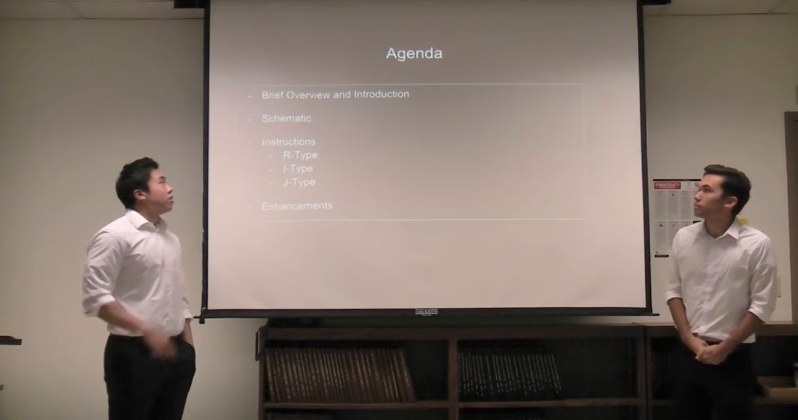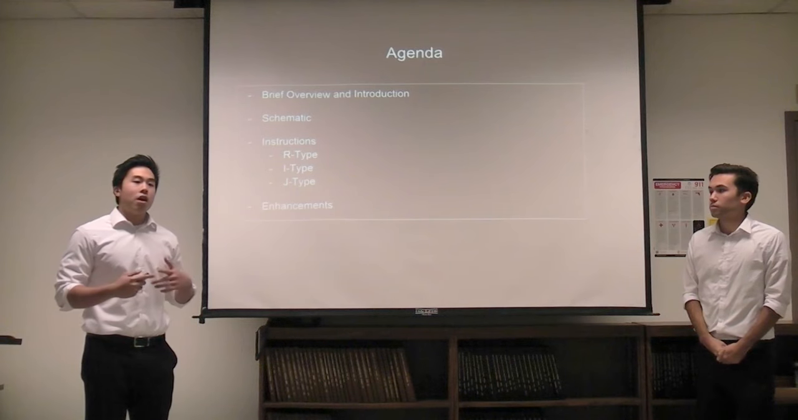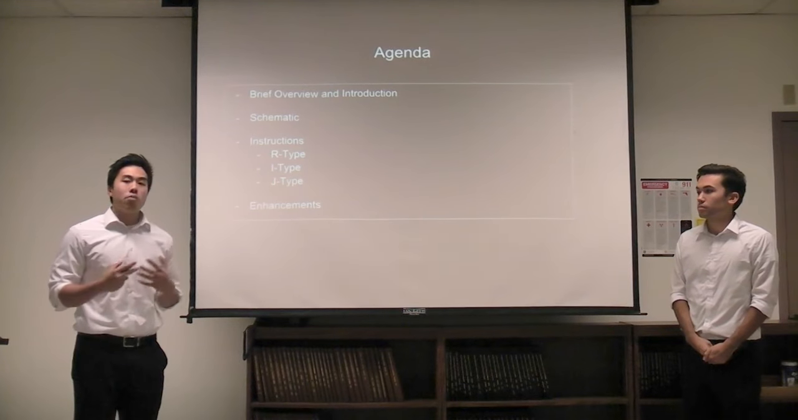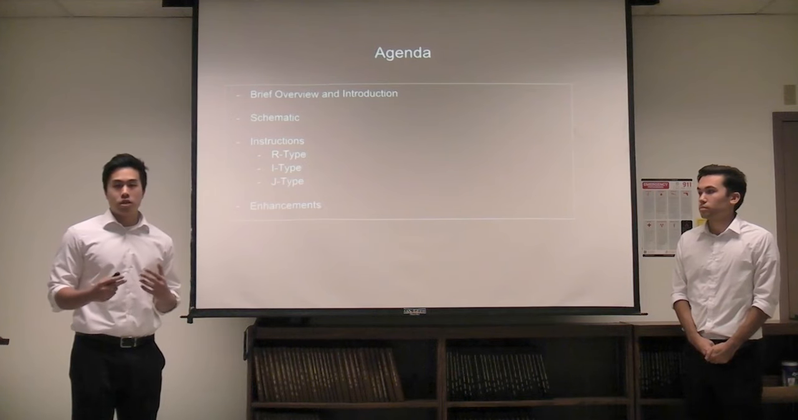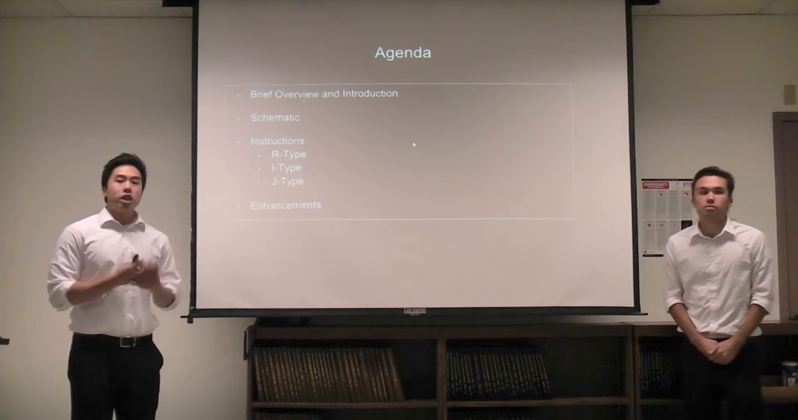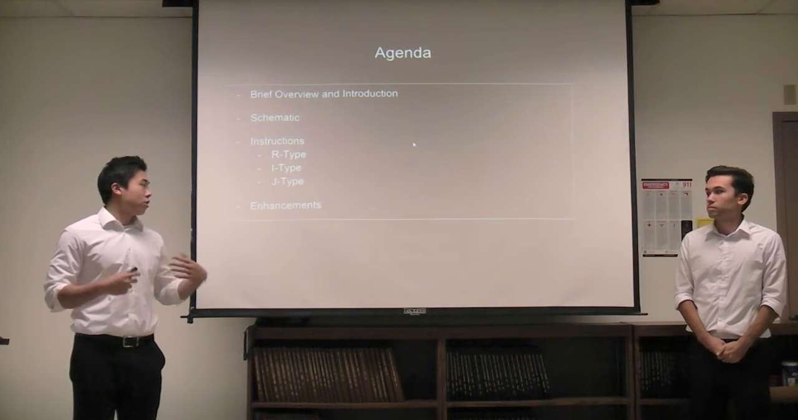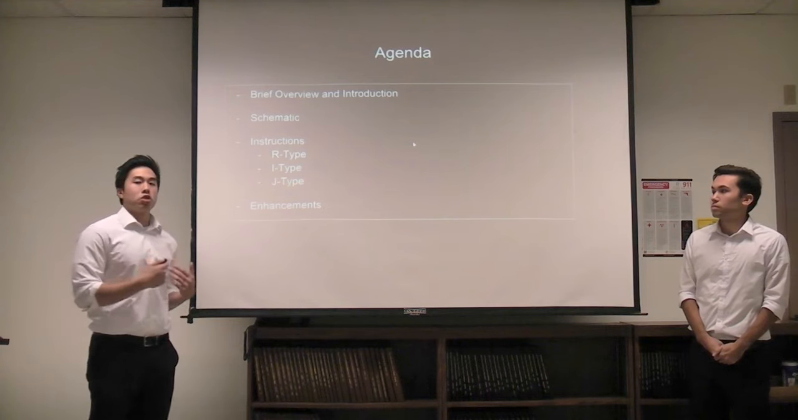Today we're going to be first talking about the introduction of the MIPS and the schematics of how we built our MIPS. And also we're going to talk about the baseline instructions, which includes the R-type instructions, I-type instructions, and J-type instructions. And lastly, we're going to conclude with talking about our enhancement and what makes our processor special.